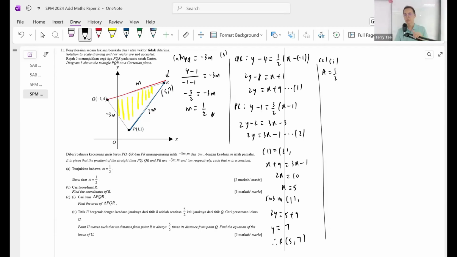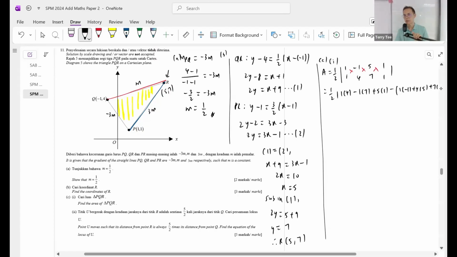We start with P, which is (1, 1), Q (-1, 4), R (5, 7), and repeat the first point. Remember, when you multiply downwards, minus multiply upwards. So the first one is 1 times 4, minus 1 times 7, 5 times 1, 1 times -1, 4 times 5, 7 times 1.